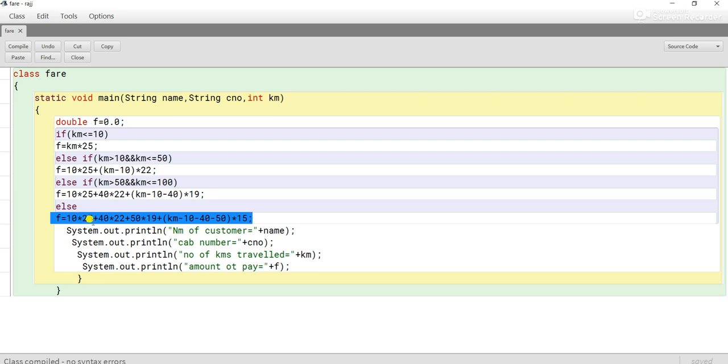So 950, 880, and here 250. Then the next case, for the remaining kilometers more than 100, the rate is 15 rupees per remaining kilometer. How it calculates: in the place of km, 150 is substituted, then minus 10, minus 40, minus 50, altogether minus 100. So 150 minus 100 becomes 50. So 15 into 50 becomes 750. So 750 plus 950 becomes 1700. 1700 plus 250 means 1950. 1950 plus 950 is 2830. This is the output we noticed in the place of f.